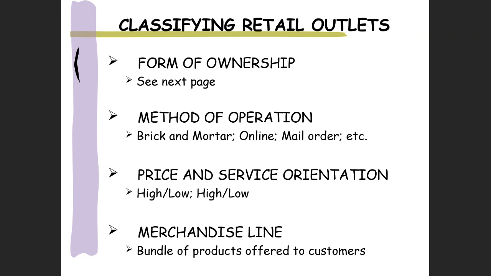The question that should be crossing your mind is, why should we classify these retail outlets? Well, the reason is the same as why we classified products into different types, like convenience goods, shopping goods, specialty goods, unsought goods. Because if we can classify them into different compartments, it'll be easier for us to develop marketing strategies, or in this case, retailing strategies. So we will look at retail outlets in terms of form of ownership, and in terms of method of operation. Method of operation is something that we will not discuss in the future.